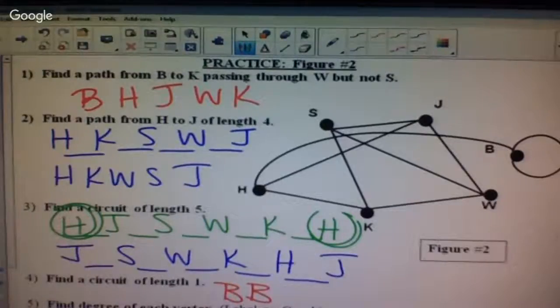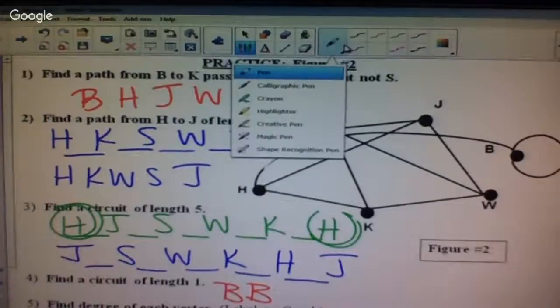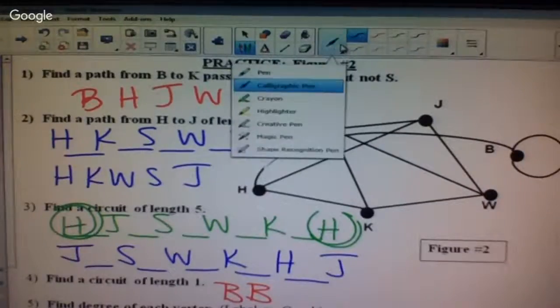If I get rid of, where's my little thingy to change the size? There we go.